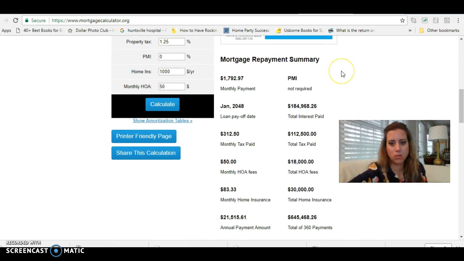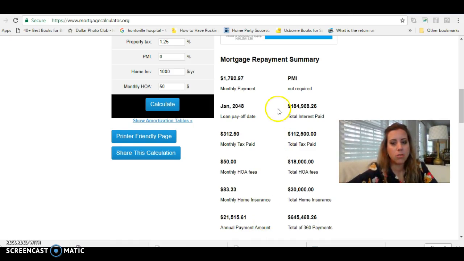PMI is not required for VA loans, so it's not in there. It shows you what your monthly payment will be, and that does include tax and insurance, right? Because you put it up here. It shows you what date you'll pay off the loan. It'll show you the monthly tax that's being paid, monthly HOA, home insurance, your annual payment amount, so how much you'll be paying per year.